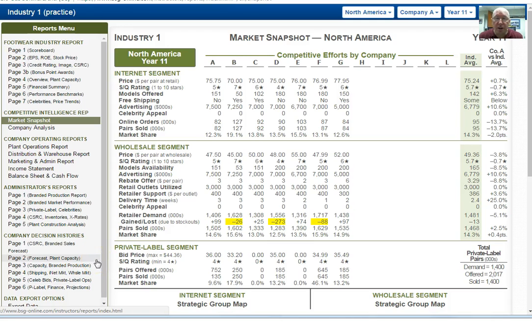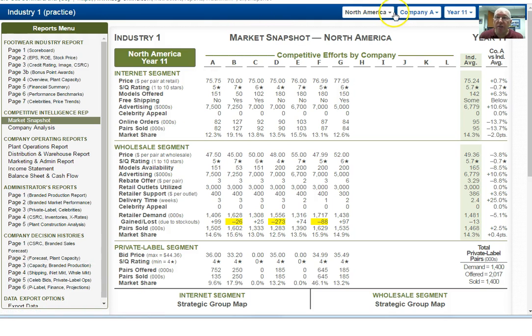The next thing I look at is the competitive intelligence report, and this is really key in understanding why my company performed as it did. In the footwear industry report, I got some key insights on the cost side of the equation. The competitive intelligence report is going to give me a lot of insights on the positioning side of the equation.